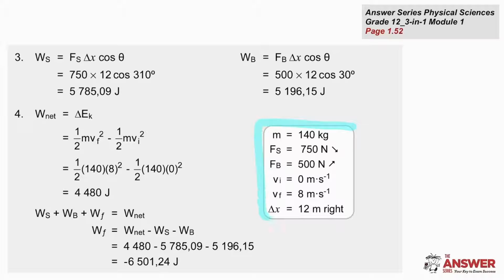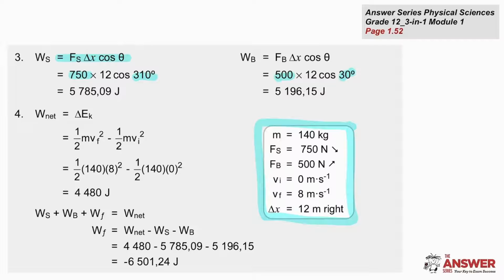Here is the list of values given or extracted from the question. We calculate the work done by Sipho and Bongi separately, using the work definition. Sipho's force is 750 newtons at an angle of 310 degrees to delta x. Bongi's force is 500 newtons at an angle of 30 degrees to delta x.